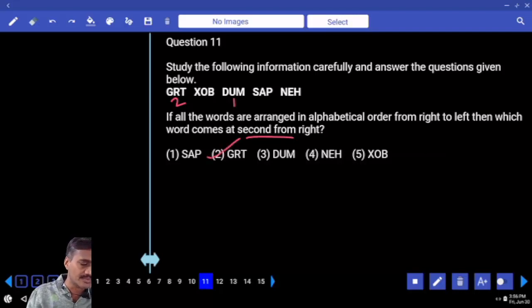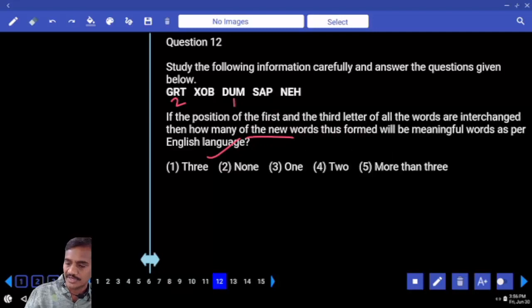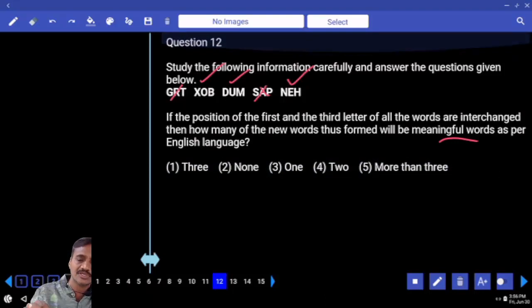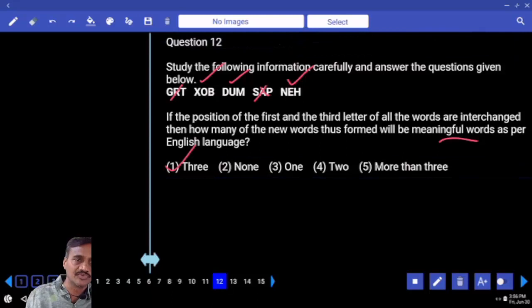choice 2. Then next one, the 12th one. If the positions of the first and the third letters of the words are interchanged, first and third is nothing but they are reversed, then which of the following forms meaningful English words? Then in this one, TRG is not a word, BOX is a word, MUD is a word, and PAS and HEN is a word. So how many words are there? There are 3 meaningful words that can be formed. Choice 1, question number 12.